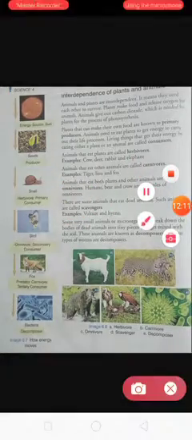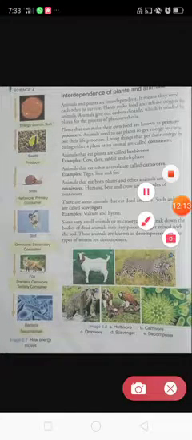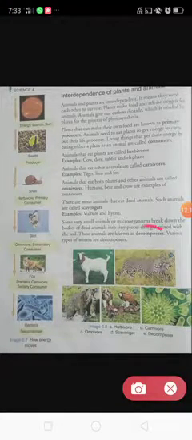Clear? Then after that, decomposers. Decomposers are those who break down dead animals.